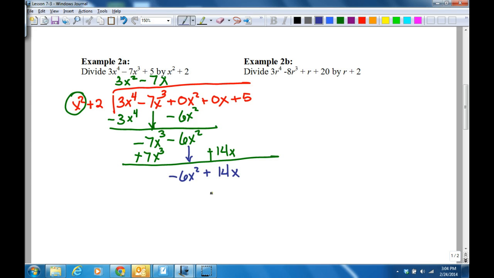Okay? It's long division. It's just long division. Now we've got polynomials. Yep. Okay, how many times does x squared go into 6x squared? 6 times.